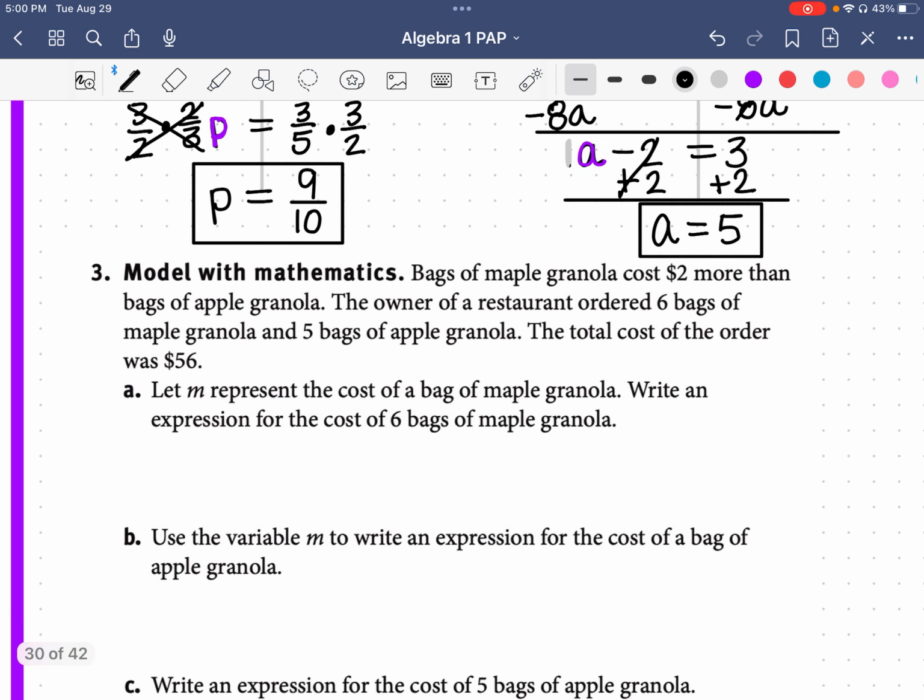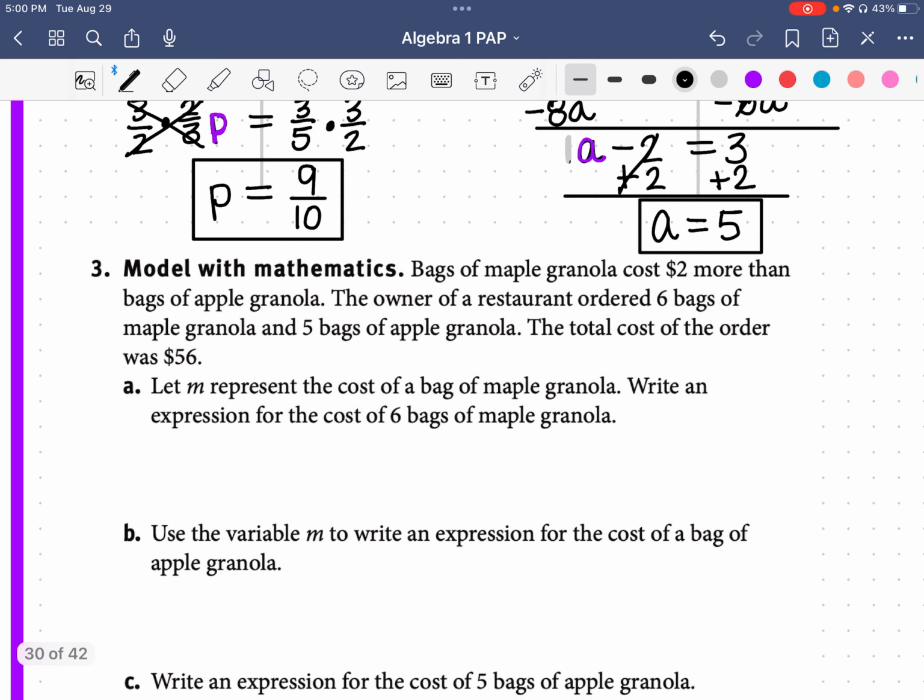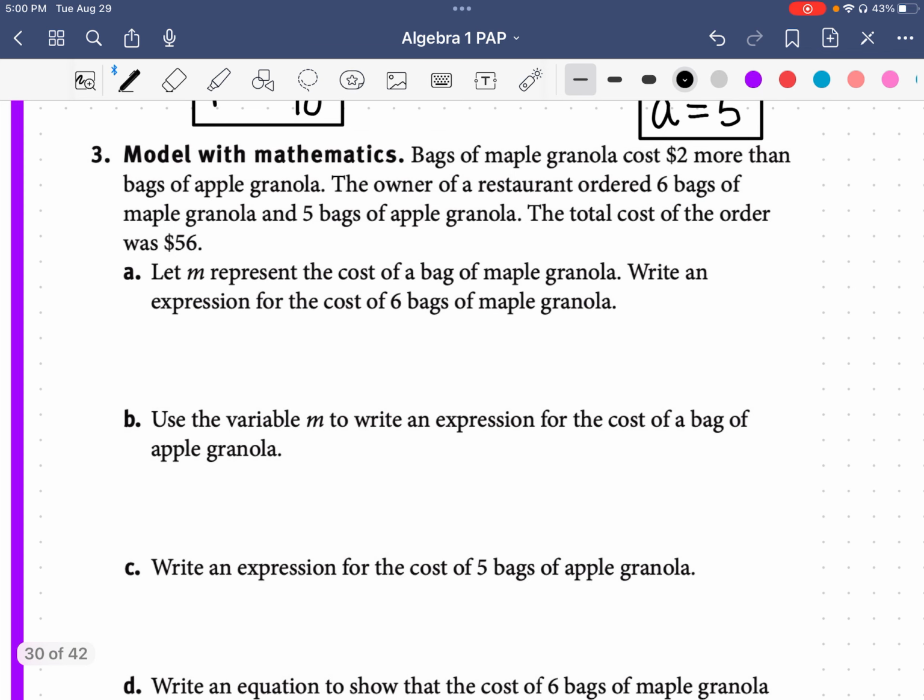All right, let's go ahead and model mathematics. Bags of maple granola cost $2 more than bags of apple granola. The owner of a restaurant ordered 6 bags of maple granola and 5 bags of apple granola. The total cost of the order was $56.